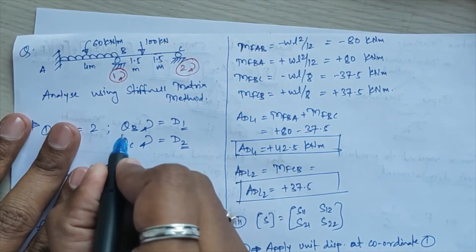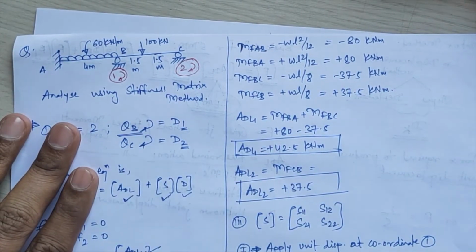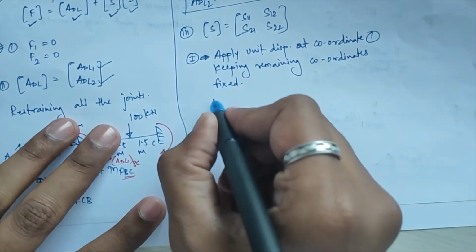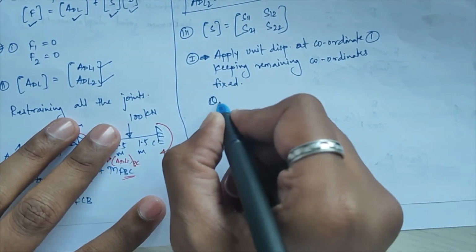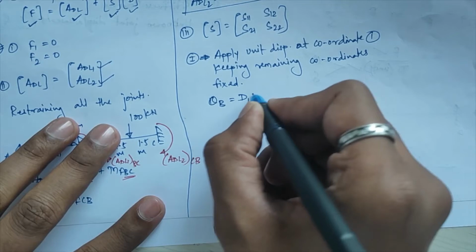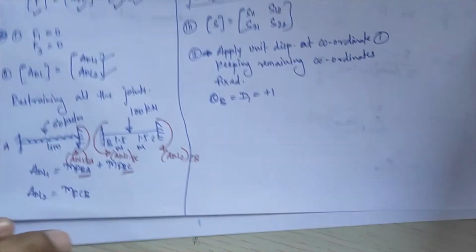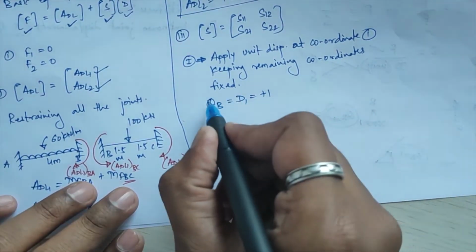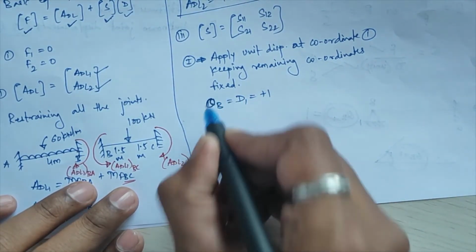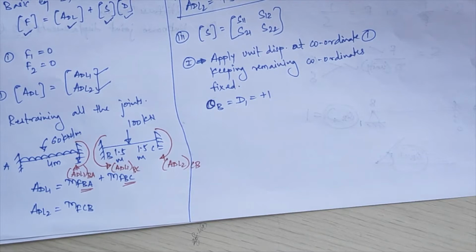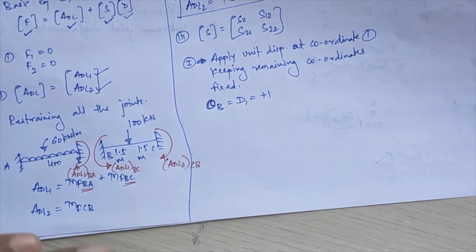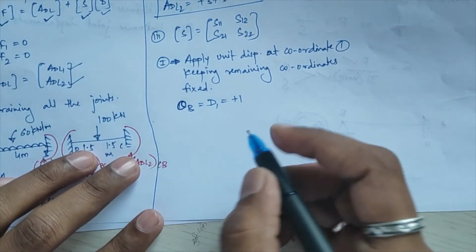Now the unit displacement at the first coordinate is what? It is nothing but theta b over there. That means you have to apply theta b, that is nothing but we have assumed d1 is equal to positive 1 over there. Okay, now if you apply this, that means you have to apply the slope at point b equal to 1. Right, so how we will do this, that I'll tell you.